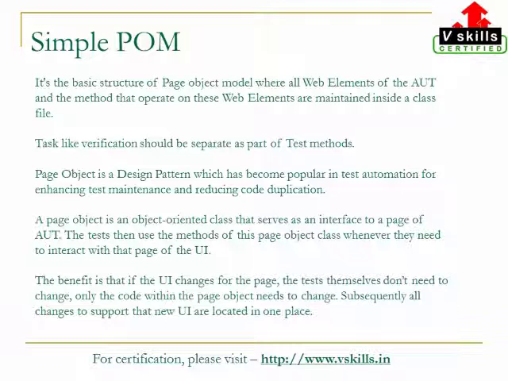Page Object is a design pattern which has become popular in test automation for enhancing test maintenance and reducing code duplication. A page object is an object-oriented class that serves as an interface to a page of the AUT. The tests then use the methods of this page object class whenever they need to interact with that page of the UI. The benefit is that, if the UI changes for the page, the tests themselves don't need to change, only the code within the page object needs to change. Subsequently, all changes to support that new UI are located in one place.